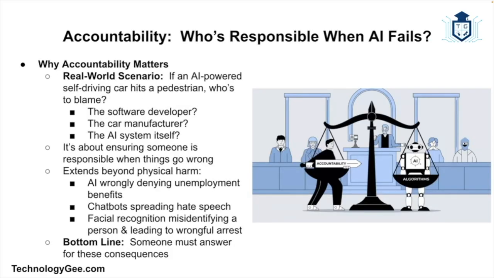All right, next let's talk about accountability. So, why does accountability matter? Let's say an AI powered self driving car hits a pedestrian. Well, who's going to be responsible? Is it going to be the software developer, the car manufacturer, or the AI itself? This question is at the core of accountability in AI, making sure someone is responsible when things go wrong. It is not just about physical harm. Think about an AI that wrongly denies unemployment benefits, or a chatbot that spreads hate speech, or a facial recognition system that gets someone arrested. In every case, someone needs to answer for it.